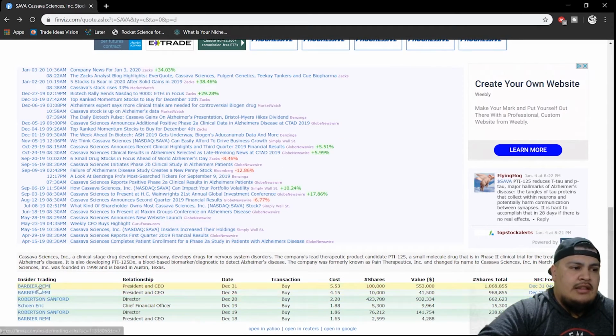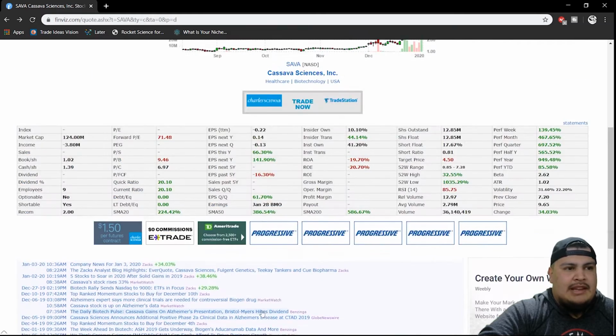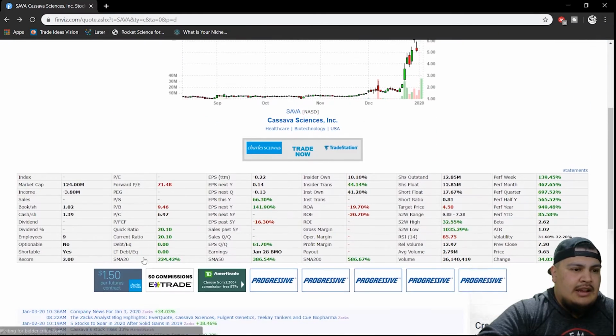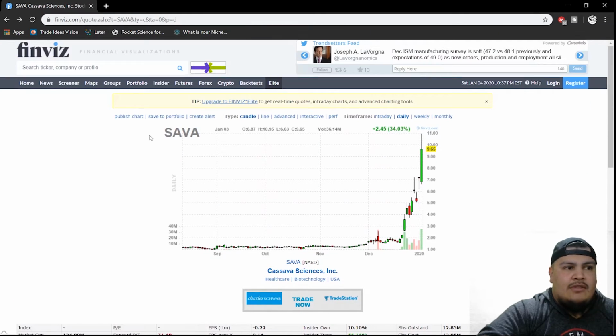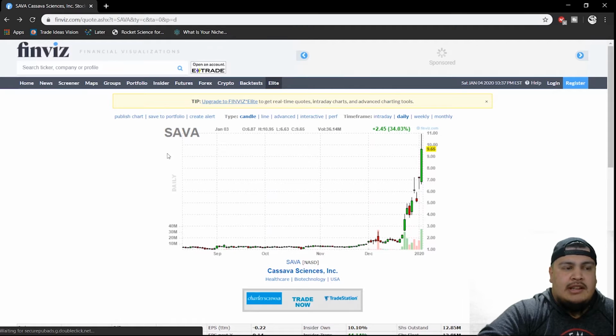Also, these are the actual insider traders' names. So this is the president and CEO that actually bought shares on December 31st, which is pretty surprising considering that now the ticker's up, however much it's up now. But he's actually laughing to the bank right now. So that's the way that I look at an actual ticker in particular.